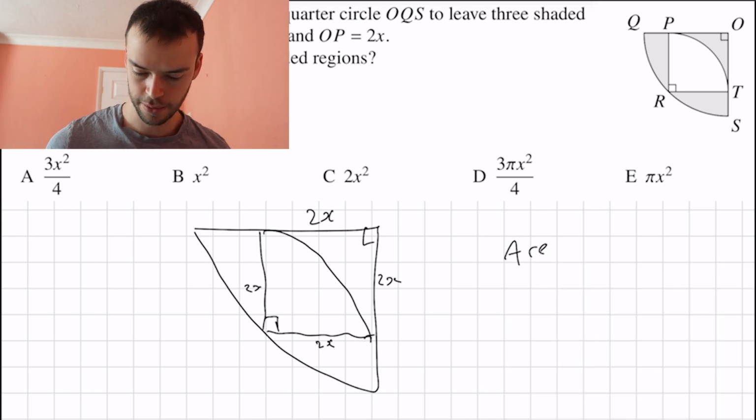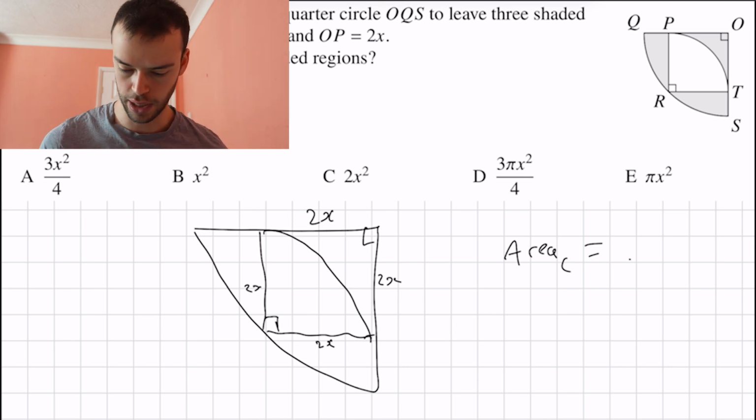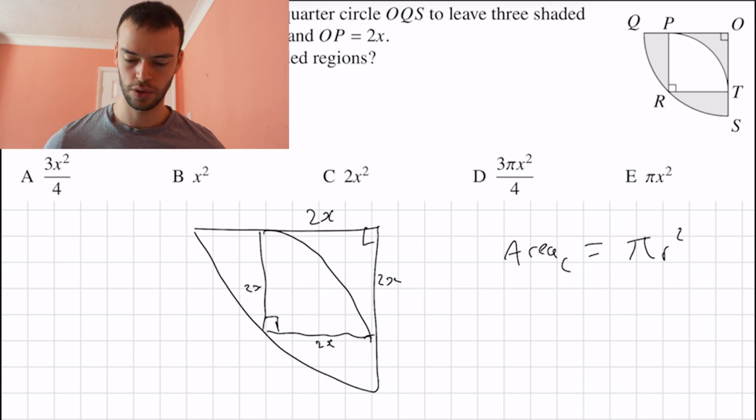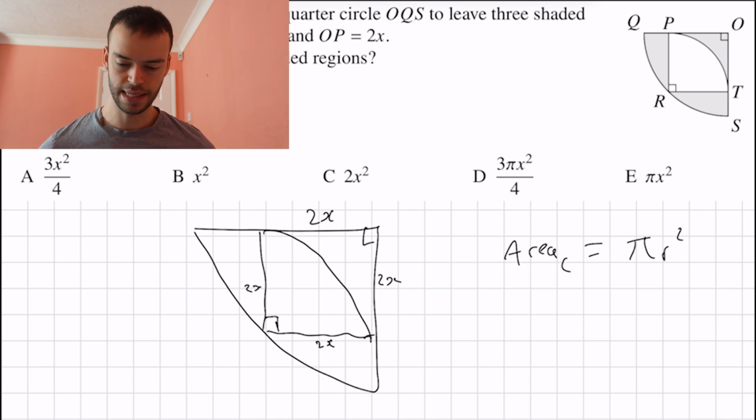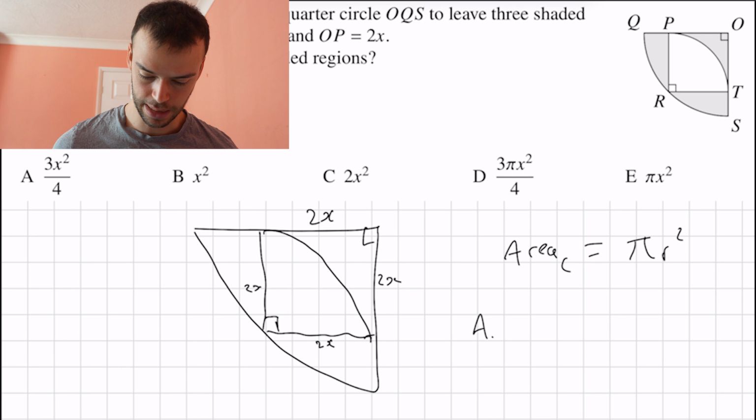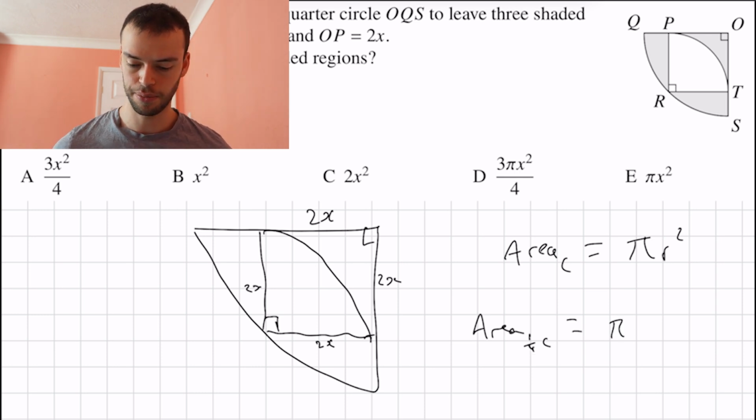The formula for the area of a circle is pi r squared. Therefore, what is the area of a quarter circle going to be? Let's write that down here. Area of a quarter circle is just going to be pi r squared over 4.